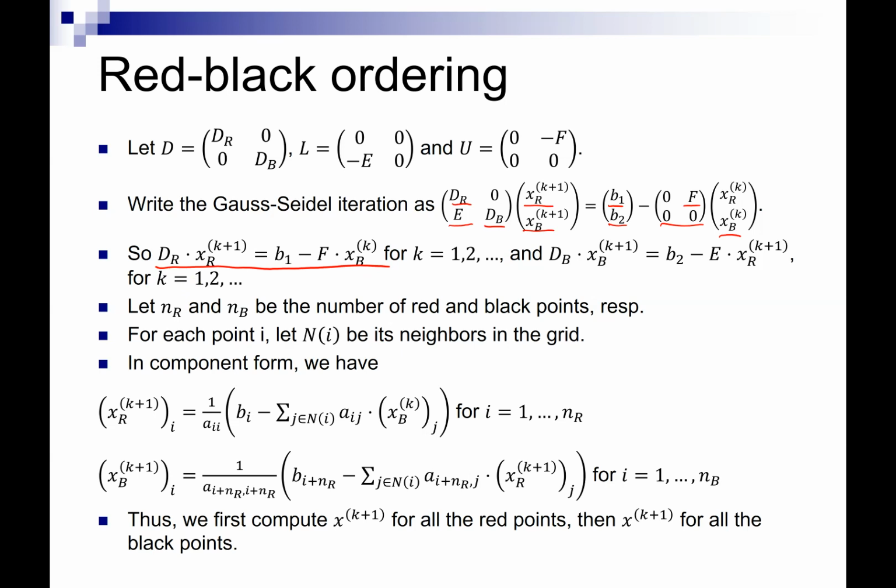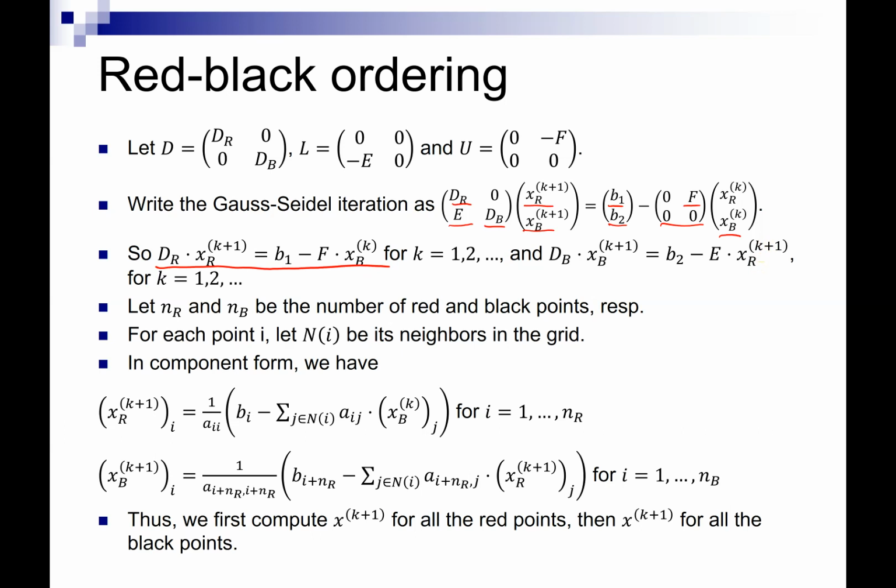And so you see that here, to compute the red points for iteration k plus 1, we're only depending on the black values for iteration k. And then to compute the black values for iteration k plus 1, we're only depending on the red values for iteration k plus 1. Okay. All right, so this is how we're going to proceed.